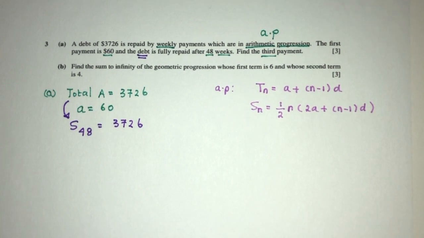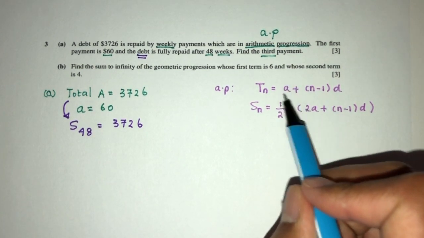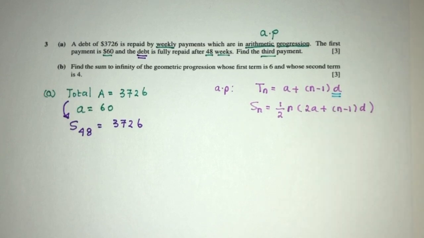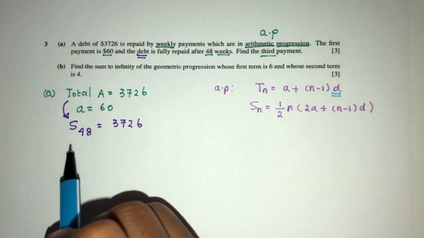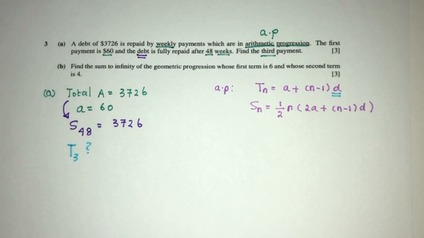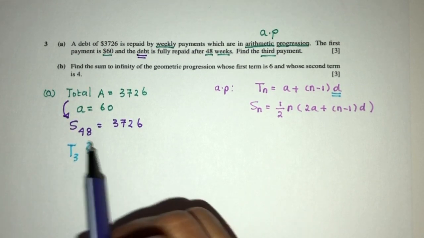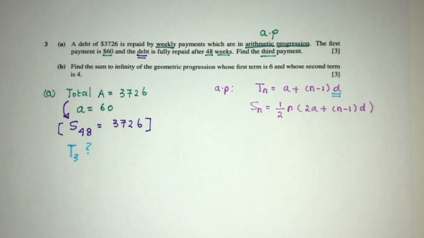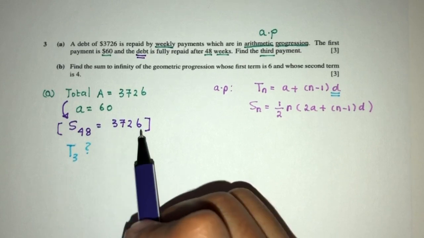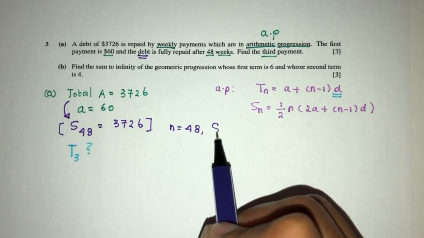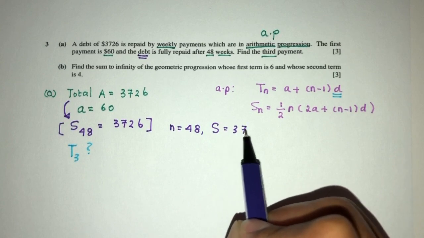Now, here you can see we have the value of a. We are missing the value of d. So how can we find the value of d? Do we need that? Yes, we will need that eventually, because the question is asking you to find the third term, right? We have to find this eventually. So let's use the given information for now to find the value of d. So this means when n is equal to 48, the sum is equal to 3,726.